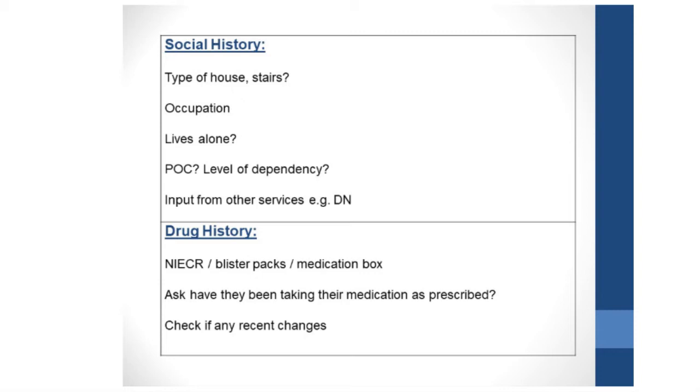Then look at their drug history. If they're not sure of what medication they're on, NIECR is a really good information tool and you can get their medications from it. If you're in the house and they have a blister pack, the medications will be listed on it, or they may have a medication box as well. The one thing that you need to ask is, have they been taking their medications as prescribed?